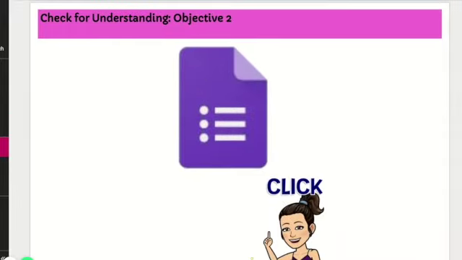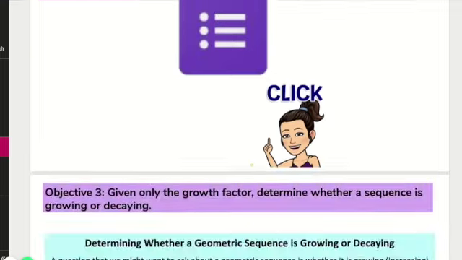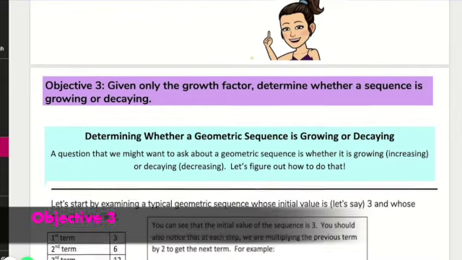Okay, so that is it for objective 2. You're going to, in your copy, click this Google form and check for understanding to see how you do before moving on to objective number 3.